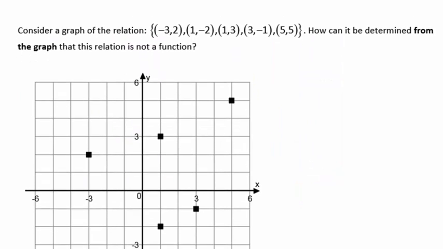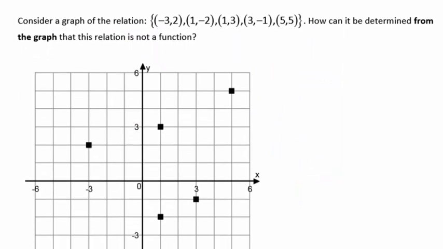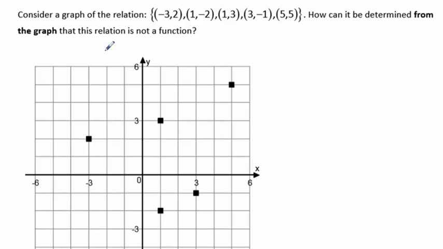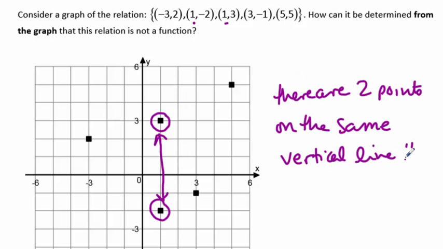Consider the graph of the relation shown below. How can we determine from the graph that this relation is not a function? Okay, this is one that we already saw. We know that it is not a function because the 1 repeats. And let's just look at those ordered pairs: (1, 3) and (1, -2). It repeats, and how this shows up in the graph is that you have 2 points that are above or below each other, 2 points on the same vertical line. So if there are 2 points in the same vertical line, it's not a function.